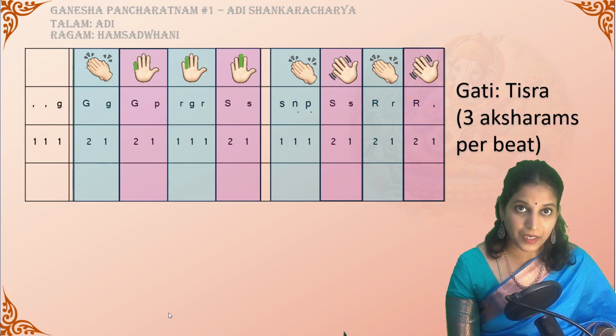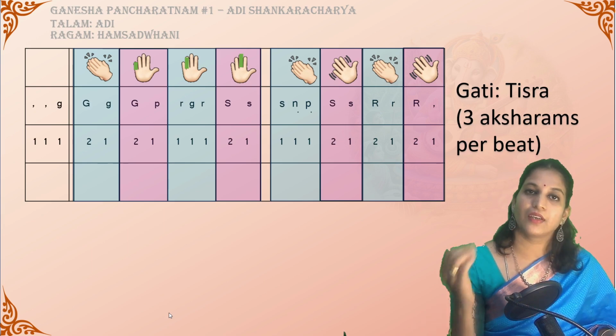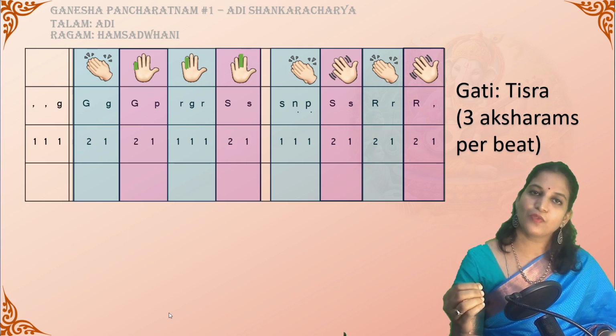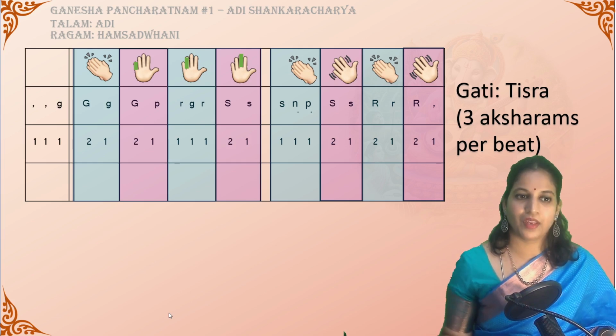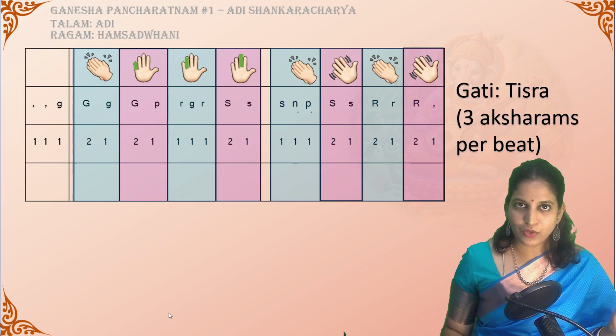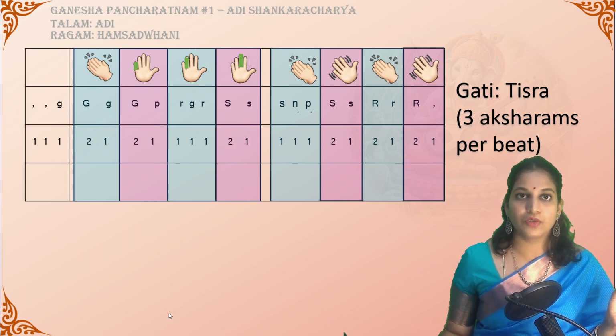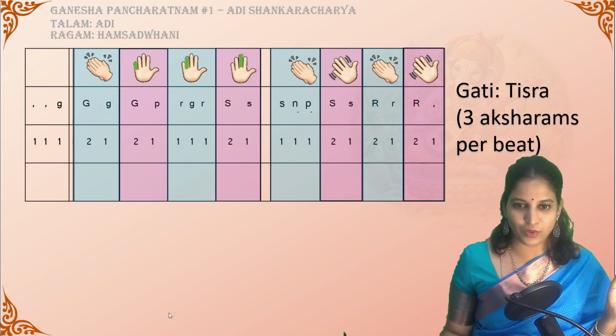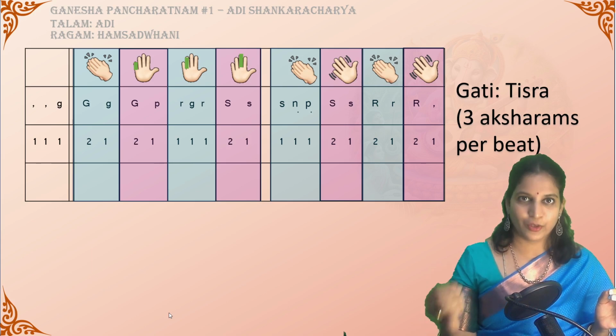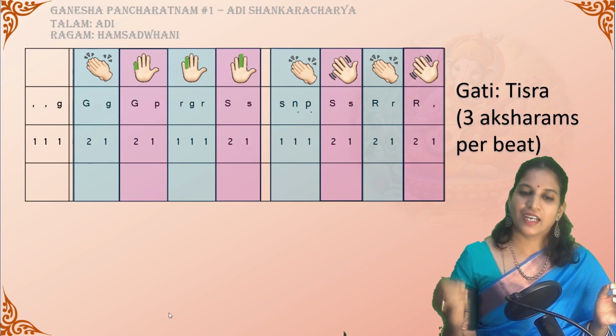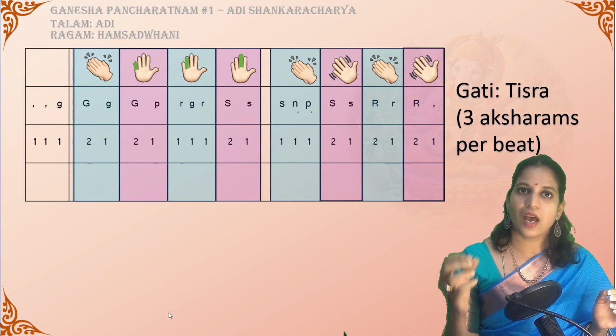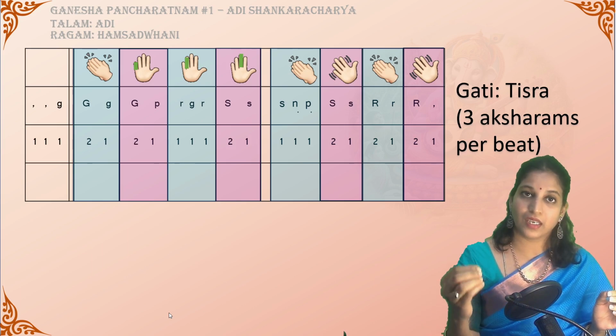For every beat, we're going to sing 3 aksharams. This we call Tisra Gati. 1, 2, 3, 1, 2, 3, 1, 2, 3, 1, 2, 3, 1, 2, 3, 1, 2, 3, 1, 2, 3, 1, 2, 3. You can pause and do it by yourself. Gati is a term that denotes how many aksharams are sung in each beat.